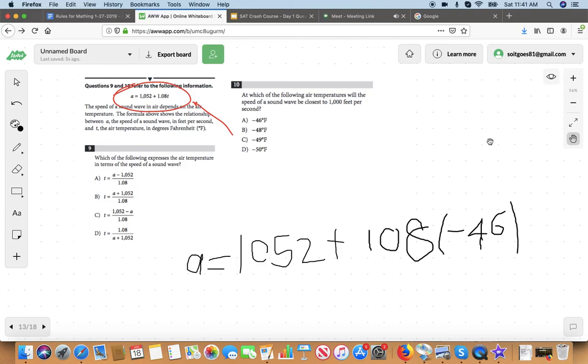So parentheses comes first. 108 is 46. Or negative. Wait, no, times negative 46. Yeah, you got to do that. Once again, it's PEMDAS, right? We got to do that multiplication first. Right.